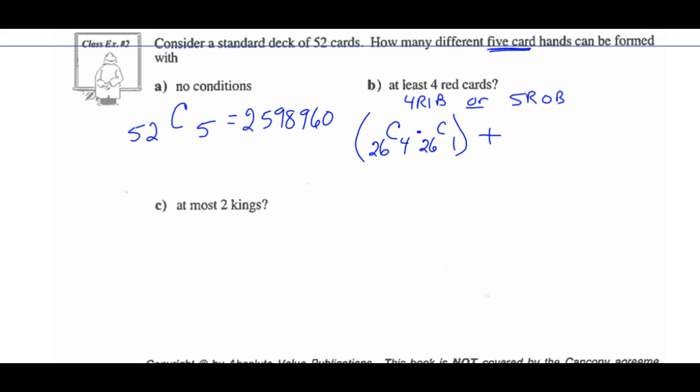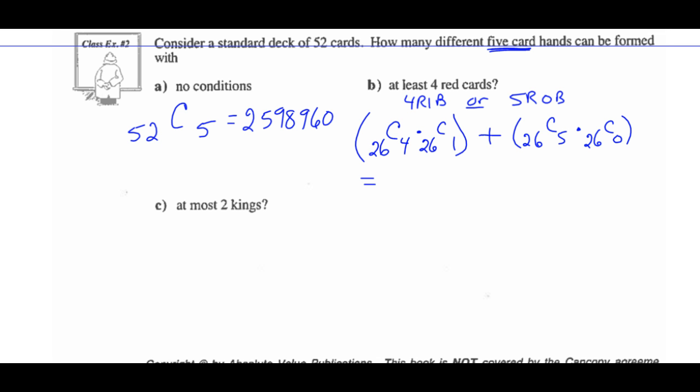Or, we now add, this situation satisfies the condition of at least 4 red cards. It's 5 red cards. So we've got 26 red cards, I want to choose 5. And we've got 26 black cards, I don't need any of those.